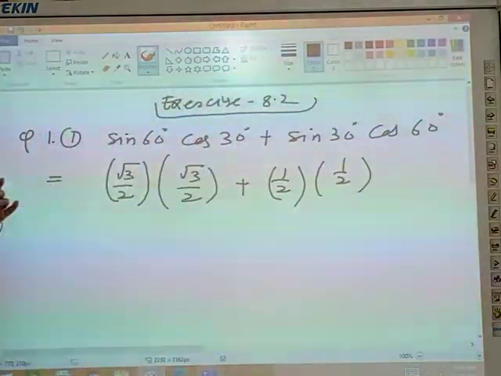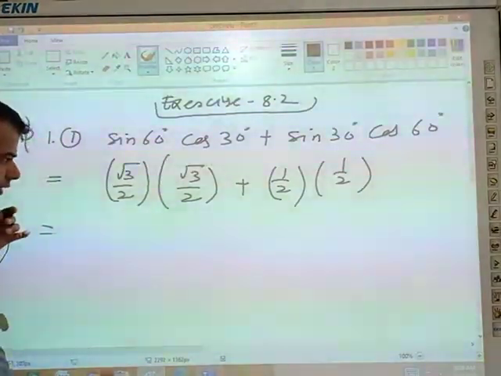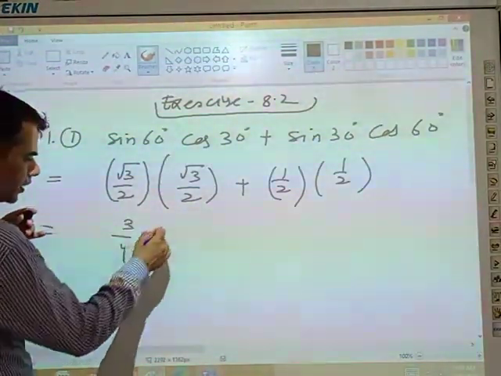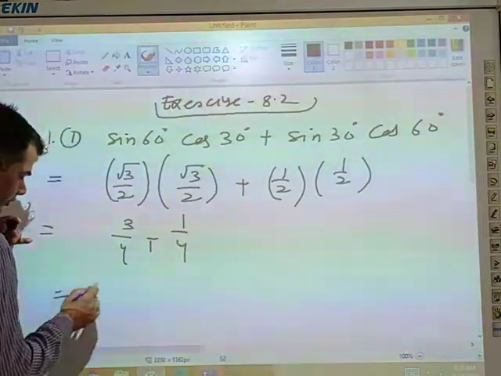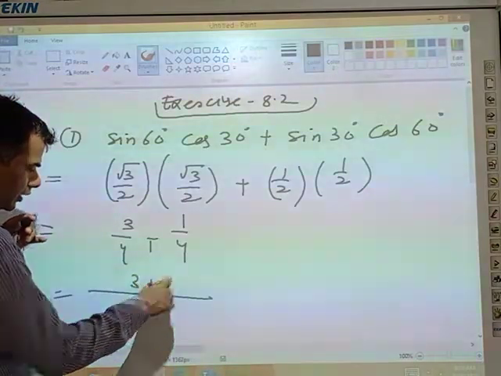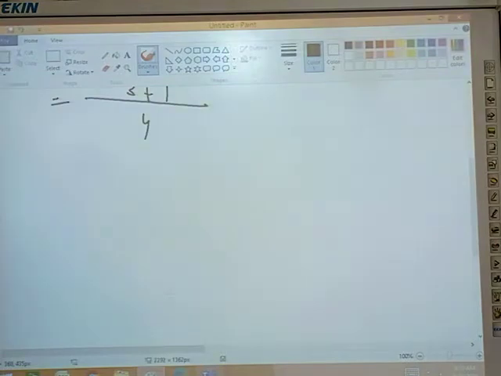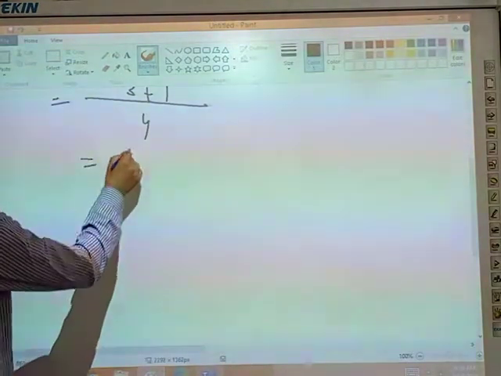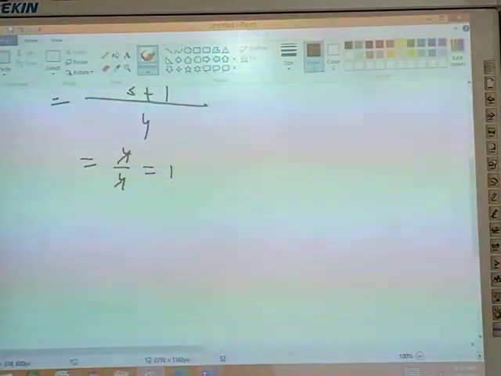Now we have put the values. Now we'll solve it and find the answer. Root 3 into root 3 is 3 upon 4, plus 1 by 4. What is the LCM? 4 by 4. 3 plus 1 becomes 4 by 4, that is equal to 1. Please do it.